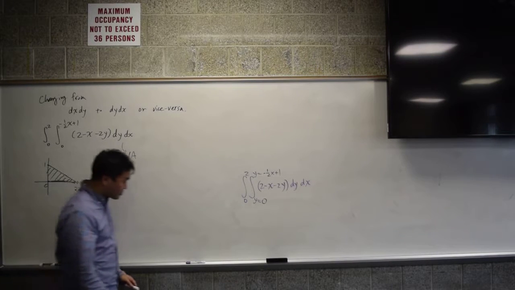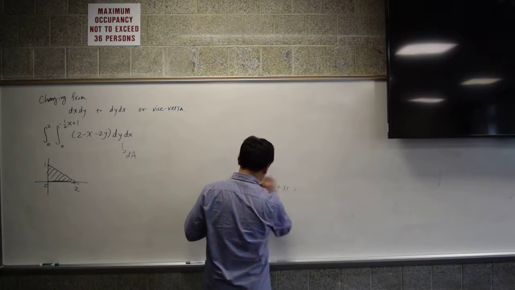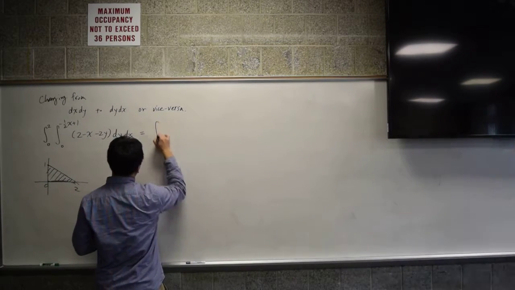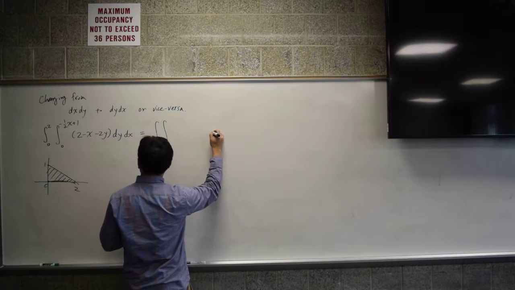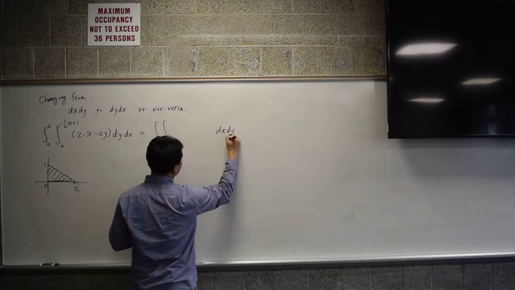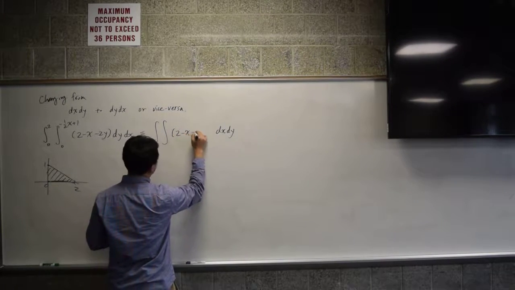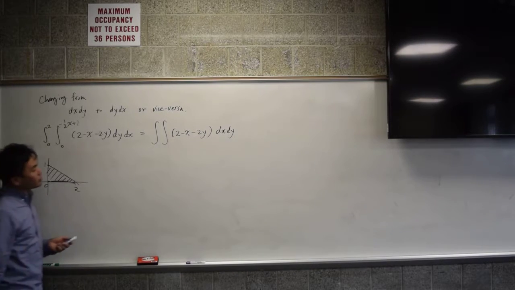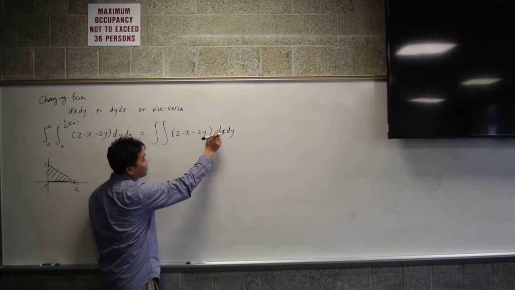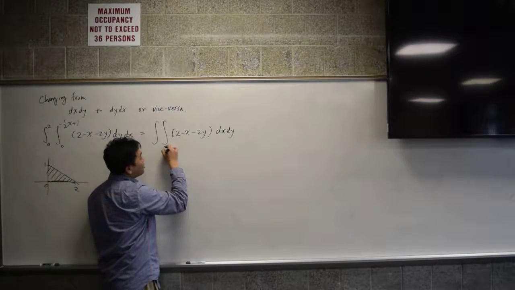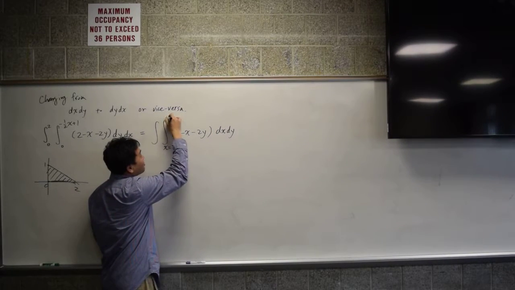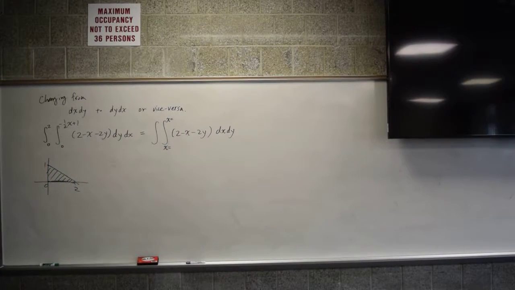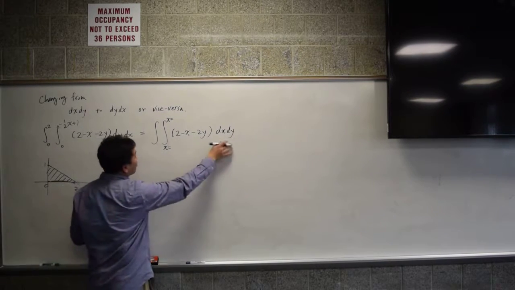Now, if you want to change this into dx dy, with 2 minus x minus 2y, then first of all, you realize that if this dx is here, anything that you write here has the meaning x equal to something. Okay? And now the outside should have a number.